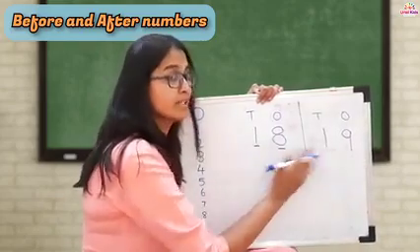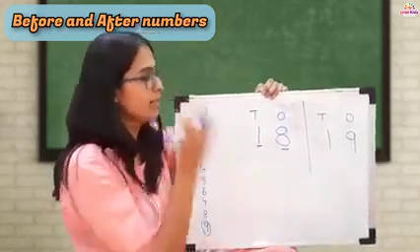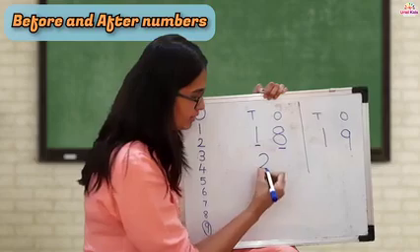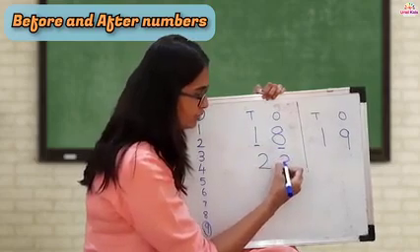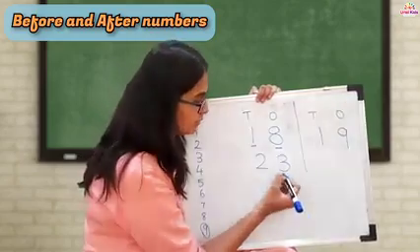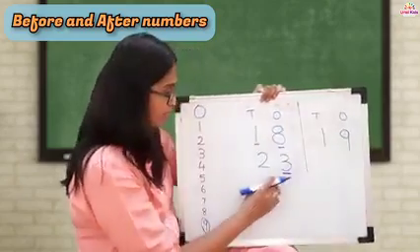Okay, so the number that comes after is always bigger, remember. And let's look into one more example. Let's take the number 23. Okay, so what number do you see in the ones place? I see the number 3.